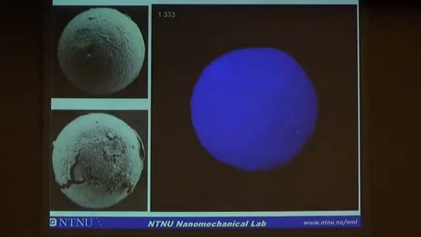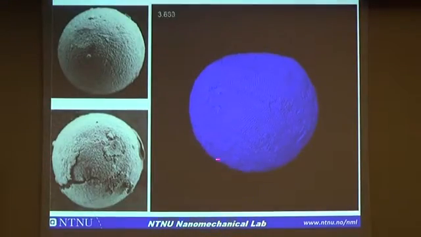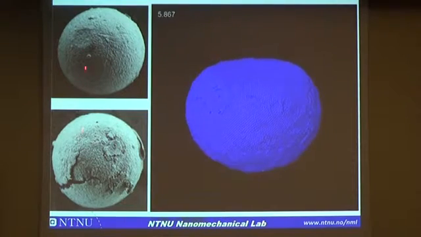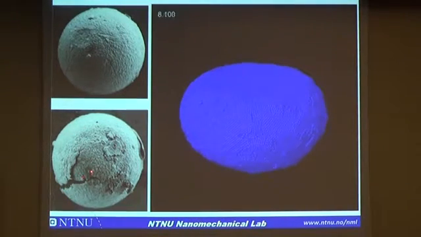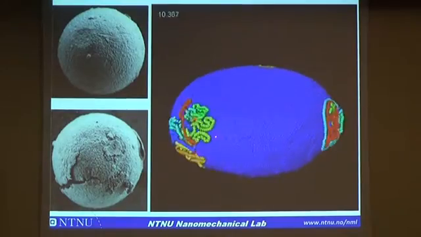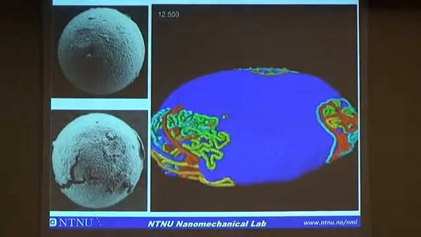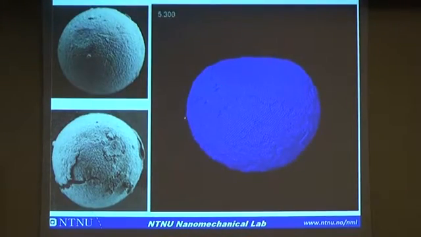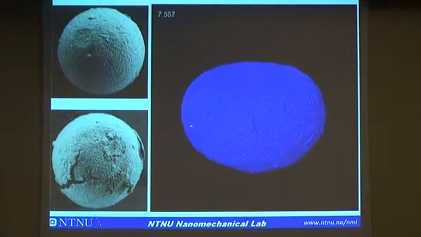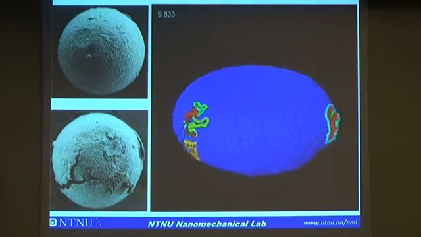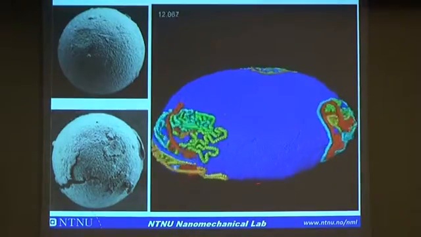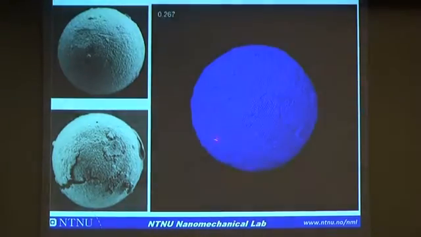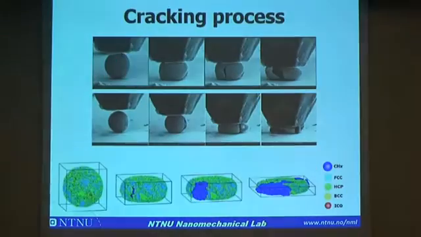And if we see the animation of this cracking process: in the experiment, we only have these snapshots of the cracking process. But in the simulation we see that the crack always happens at the equator and then propagates along the longitude direction, perpendicular to the compression. And after the cracking, the polymer chains come out, because here we have linear polymer chains, and they can freely move.